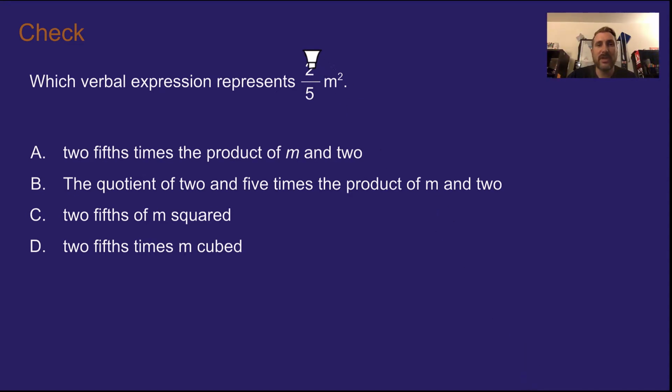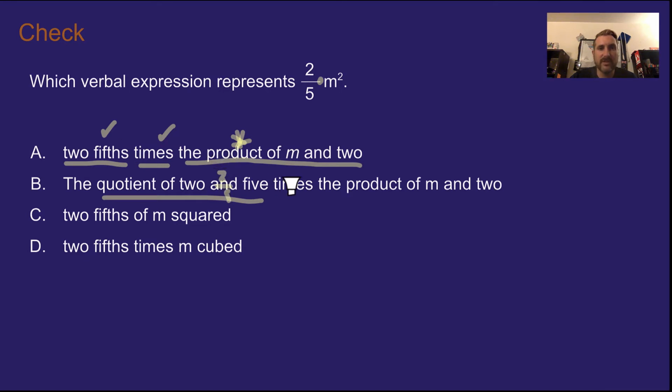Check your answer. So we have 2/5. There's a hidden multiplication here, times m to the second power, or m squared. So we have 2/5, that's good, times, fine, the product of m and 2. Their product means multiplication, not what we're doing. All right, the quotient of 2 and 5. So that's also saying 2/5, quotient of 2 and 5, times the product of m and 2. We just decided that's not good.